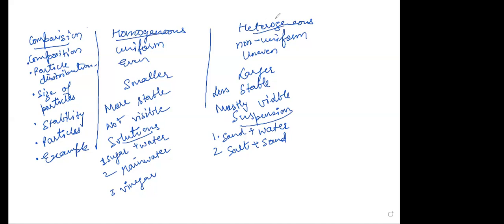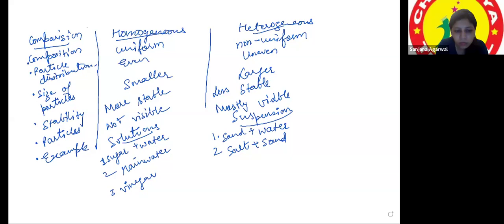Ma'am, can you repeat why suspension is used? Anything in which one or the other component remains suspended, and you can perceive the components separately and distinctly in the mixture, will be a heterogeneous mixture.